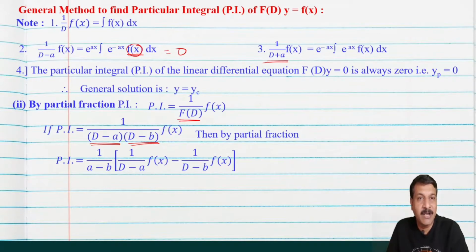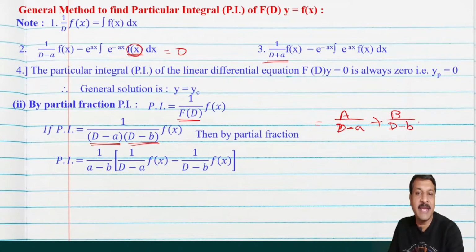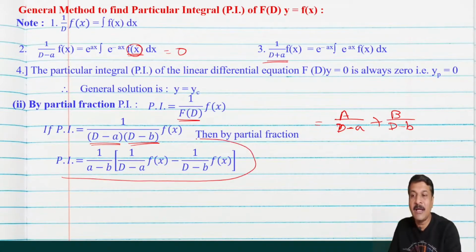Remember this formula directly. One can use here the partial fraction method, A upon D minus a plus B upon D minus b, and then find the values of A and B. But by this formula you can find directly 1 upon D minus a and 1 upon D minus b operating on f of x, and then by using these formulas we can find the value of this.